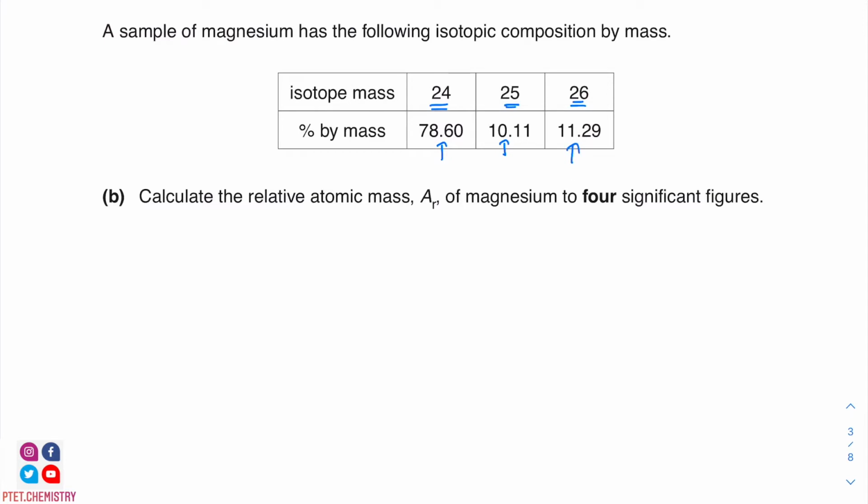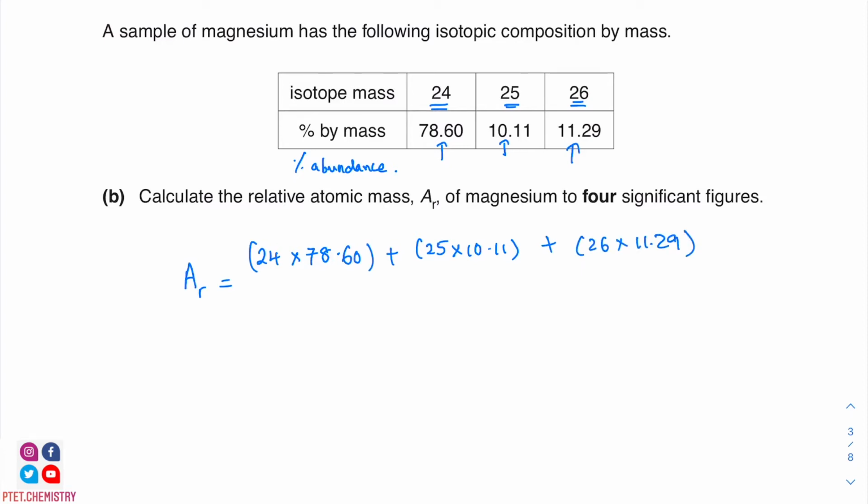These are what they call percentage abundance, or percentage by mass, I guess. To find the relative atomic mass, we multiply the isotope mass by the percentage by mass. Make sure you use your brackets very carefully, because the most common mistake is keying things into your calculator with incorrect use of brackets, and that will lead to serious disaster.